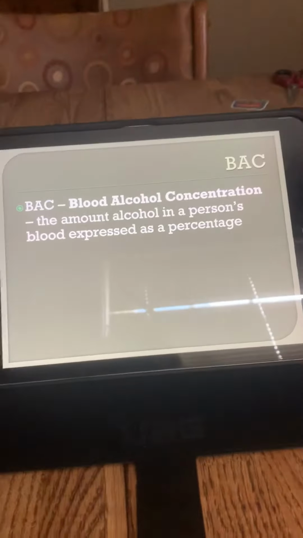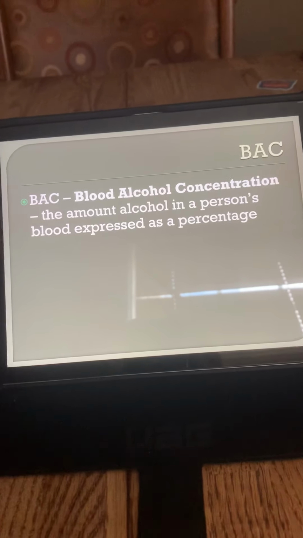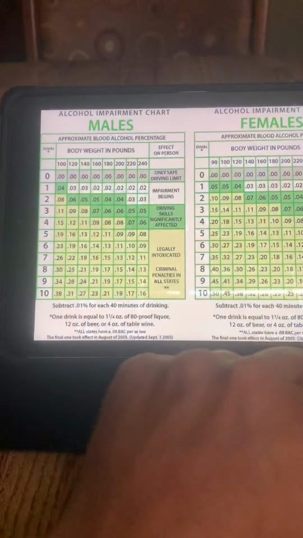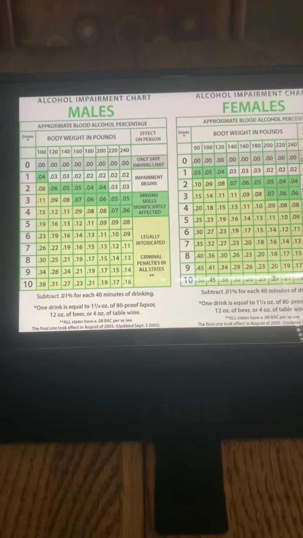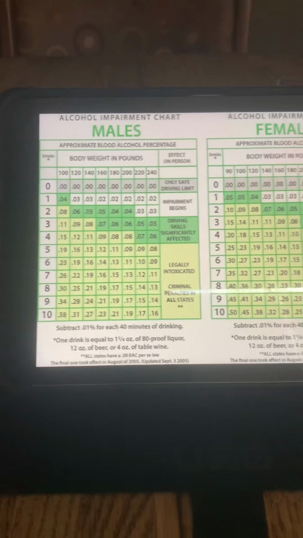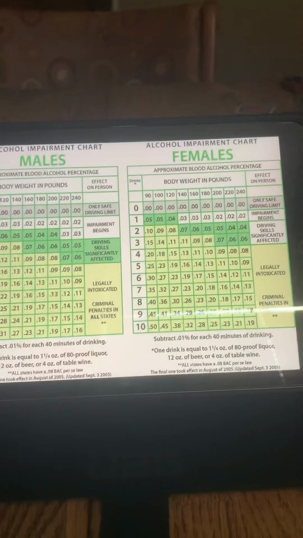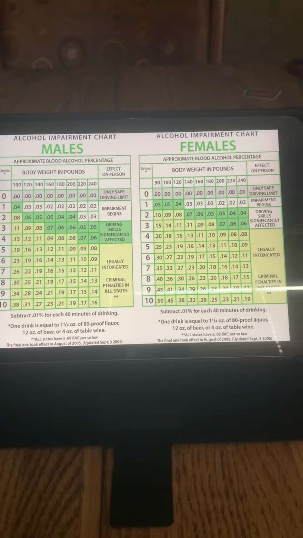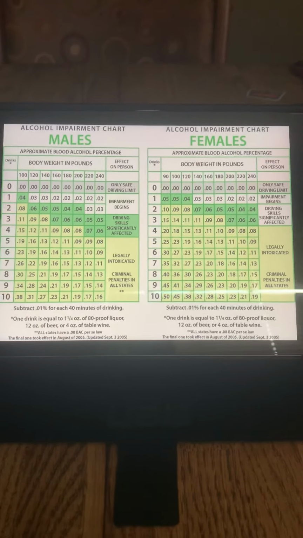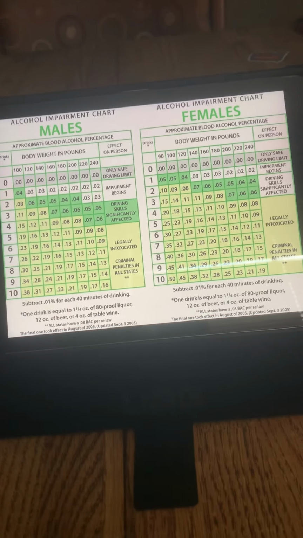Here's blood alcohol content: the amount of alcohol in a person's blood expressed as a percentage. Here's the blood alcohol content chart for males and for females. You see 0.08 is the legal limit for those 21 and older to have in them and be behind a car.